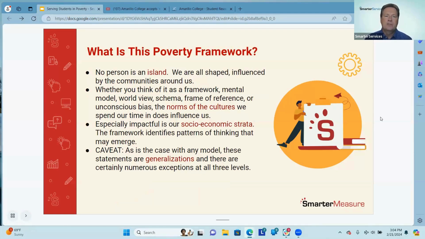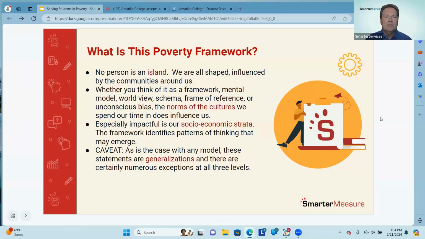So whether you think of this framework, whatever label you put on it, as a mental model, a worldview, a schema, a frame of reference, unconscious bias, whatever label you put on it, the norms and the rules of the cultures that we spend our time in influence us, perhaps in ways that we're not really aware of.